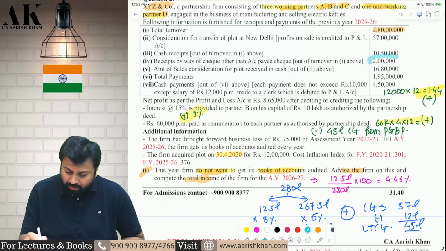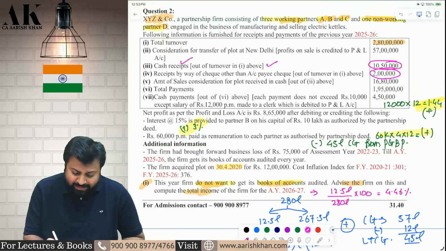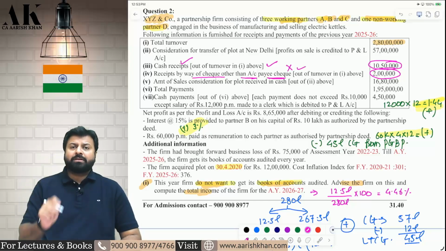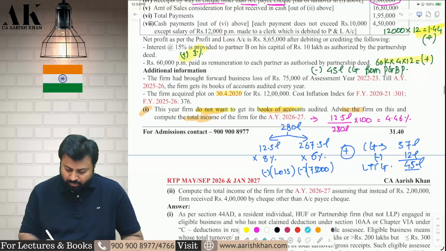The cash receipt is 2 lakh over here. 2 lakh is cash receipt, and this 10 lakh 50,000 is also cash receipt. This is cash receipt directly, point number 3. And point number 4, receipt by way of a cheque other than account payee cheque. If you receive by other than account payee cheque, that is also considered as cash only for the purpose of 44AD. Go and check. It is written in 44AD. Any amount received other than account payee cheque will be considered as cash. So total cash receipt is 12.5 lakhs.